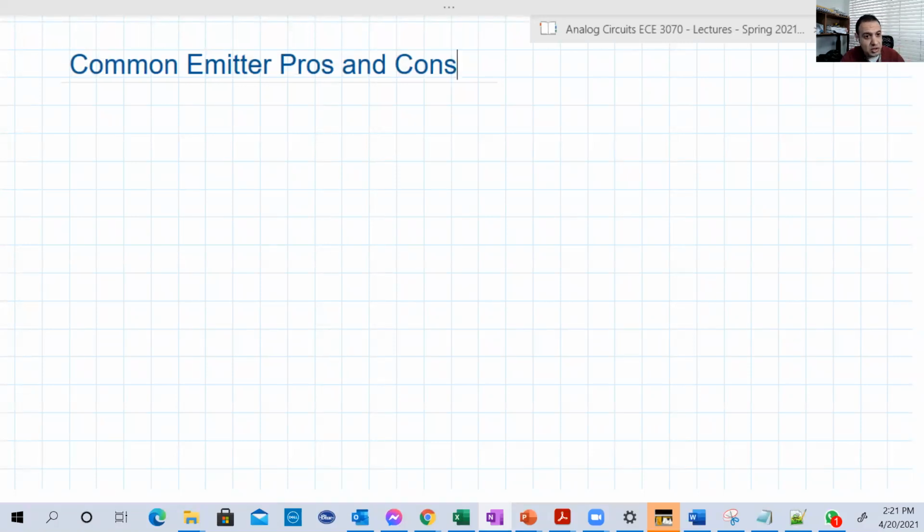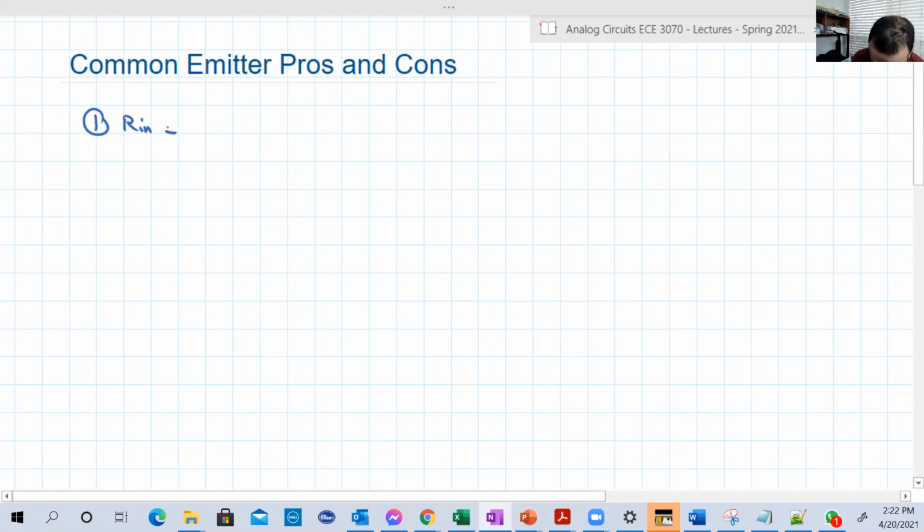So in this short video, we're gonna explore the common emitter amplifier pros and cons based on the circuit configurations that we saw in the last two videos, basically, or three videos. Okay, first one is our input. Our input was approximately R pi based on the circuit. Again, if we change the circuit, our input might change, as we will see.